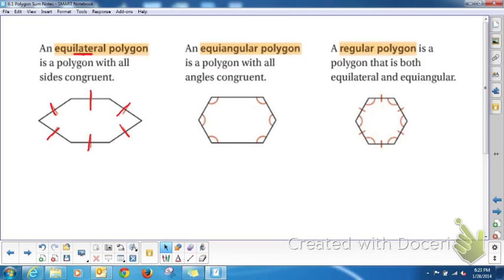An equiangular polygon. Equiangular. Equal angles. It's a polygon with all angles that are congruent. And again, recall that these little arcs represent that all of these angles are congruent. A regular polygon is a polygon that is both equilateral and equiangular. So it's both equilateral and equiangular. All the sides are congruent, all the angles are congruent.